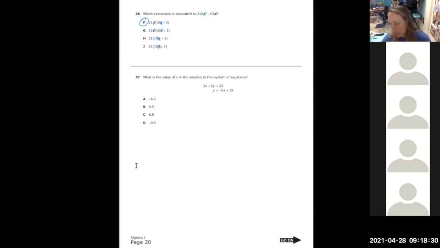The algebraic way to do this is to take out the GCF, which we just learned. So we've got 210d squared minus 63d. And so we would have to figure out what our GCF is. And there's a hint in the answer choices. They're all 21. So that means I'm going to be taking 21 out. So we would divide by 21. And then we take the variable with the lowest exponent. So that's just a d. And so now we have 21d on the outside. And then we would have 10d minus 3 on the inside, which was answer choice F.